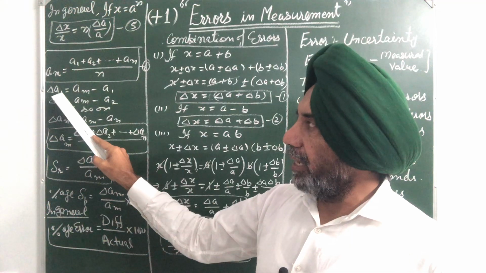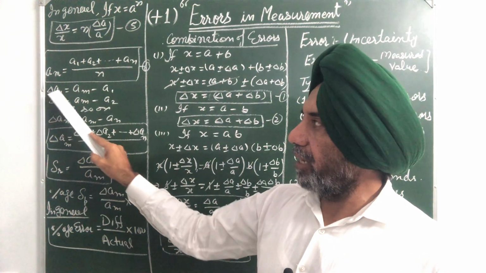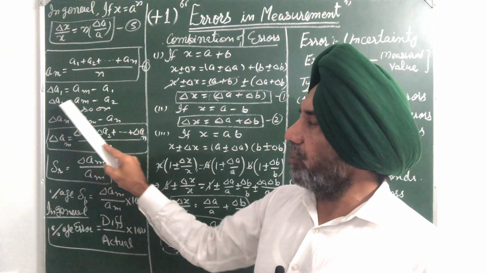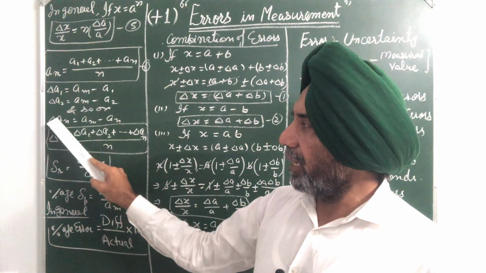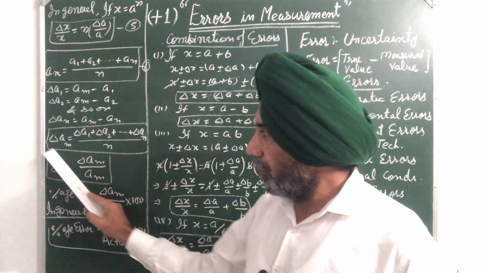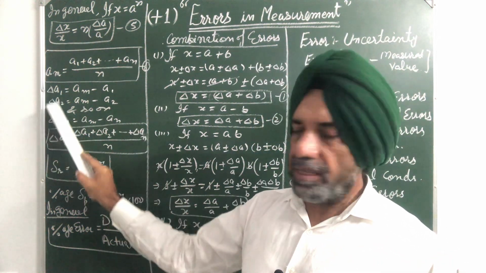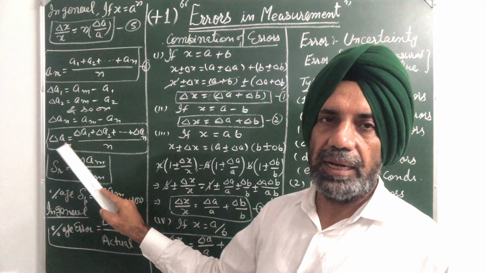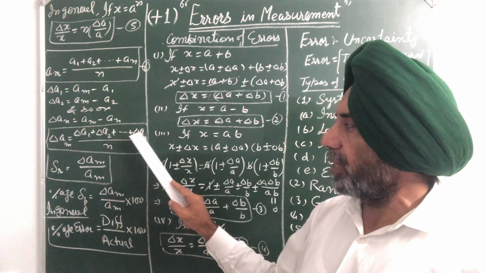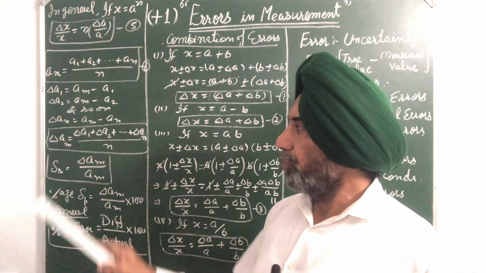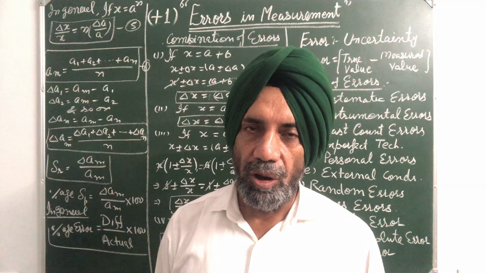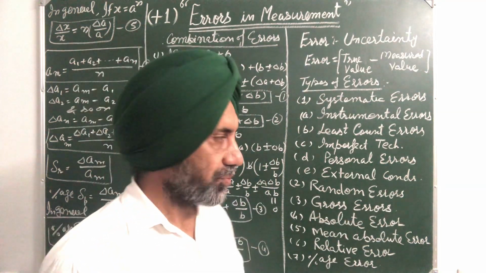So, absolute error in A1 taken as delta A1 is given by delta A1 is equal to A mean minus A1. Similarly, delta A2 equals A mean minus A2 and so on. Delta An is equal to A mean minus An. And if we take the arithmetic mean of all the absolute errors, it gives the mean absolute error. Delta A mean is equal to delta A1 plus delta A2 plus so on plus delta An upon n. So mean absolute error is the arithmetic mean of all the individual absolute errors.